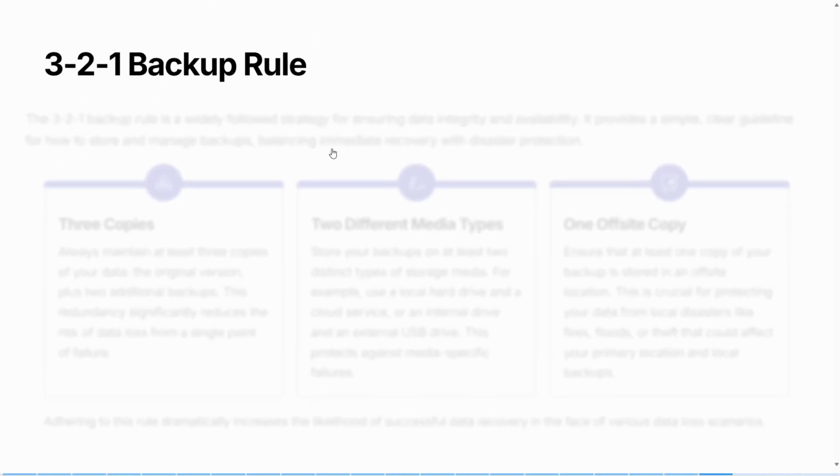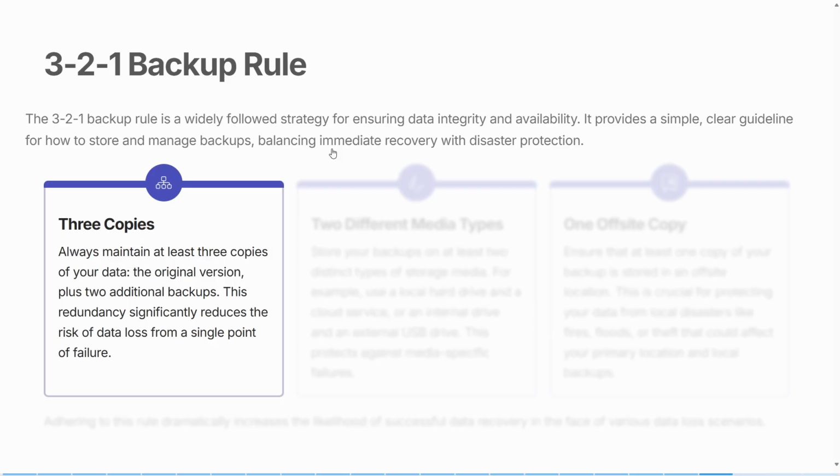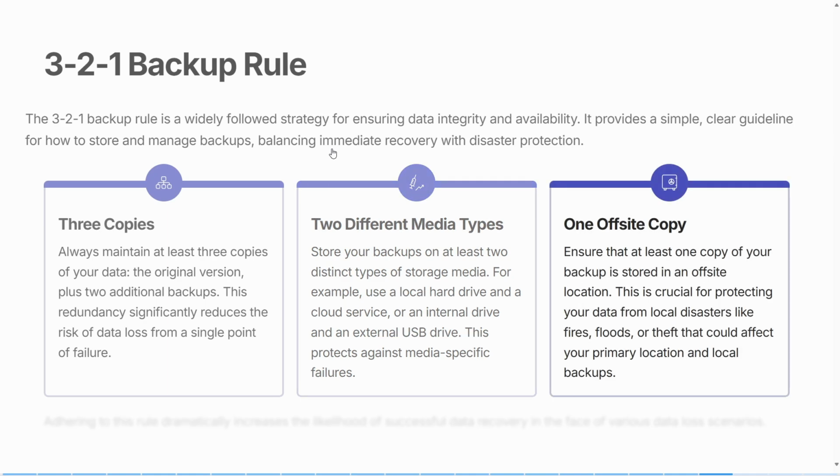All right, and then the 3-2-1 backup rule is basically a strategy where you are keeping 3 different copies of data at all times, and those 3 copies are on 2 different media types. So maybe USB and cloud, or hard drive and USB, for example. And you have one of those 3 copies off-site.